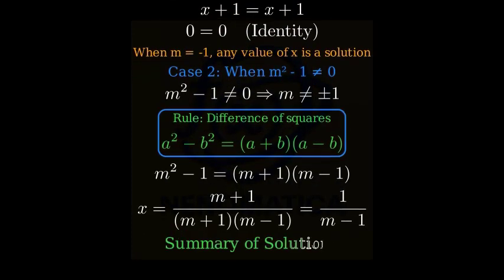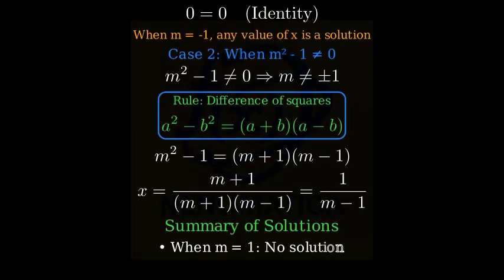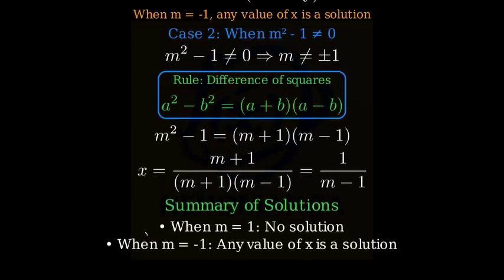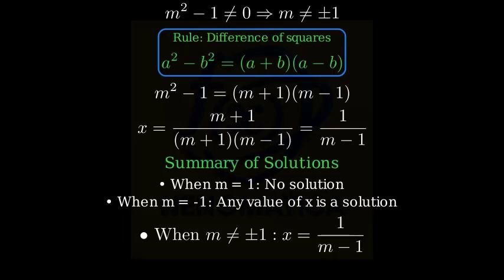Let's summarize our solutions. 1. When m equals 1, there is no solution. 2. When m equals negative 1, any value of x is a solution. 3. When m is not equal to plus or minus 1, the solution is x equals 1 divided by m minus 1.